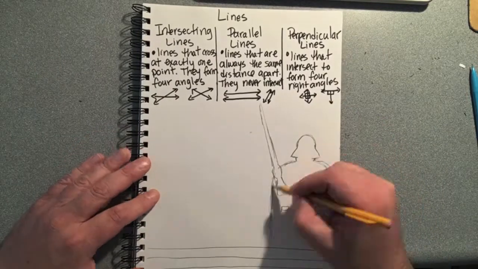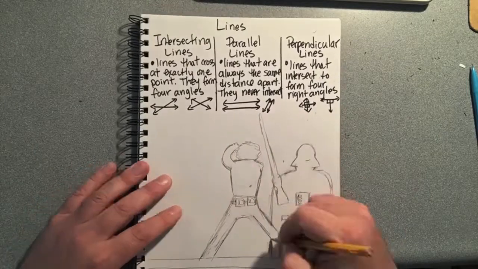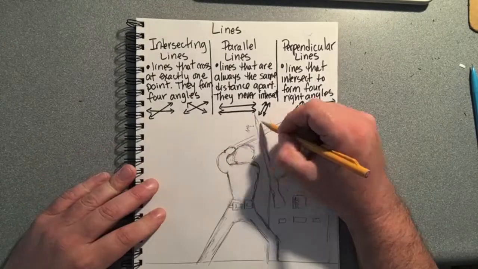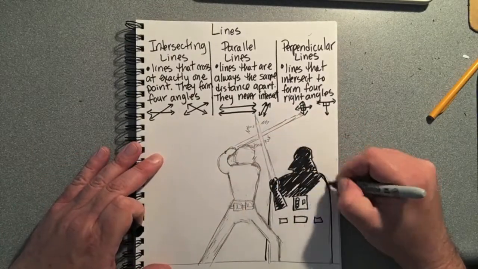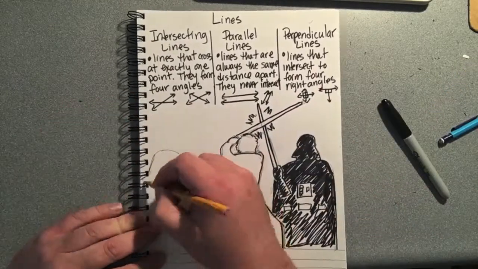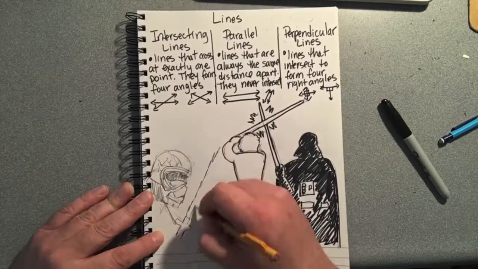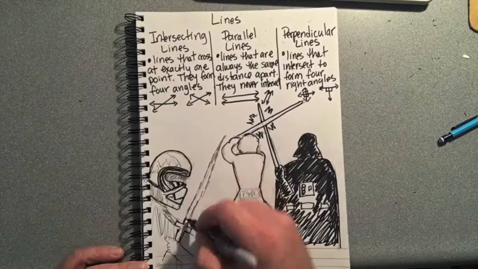Those glow sticks got me thinking about the epic lightsaber battles of Star Wars. Every time the lightsabers meet, they intersect and form angles. Sometimes they intersect and form perpendicular lines. Can you find the 90-degree angle on Kylo Ren's lightsaber? All right. Star Wars marathon, anybody?